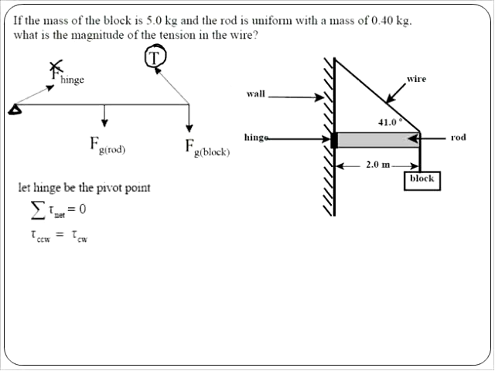Now the person who did the solutions for this particular exam did it the other way around. Okay, so the counterclockwise would be the tension. That's what would cause the counterclockwise rotation, whereas the rod and the block would cause the clockwise rotation if it were allowed to rotate.